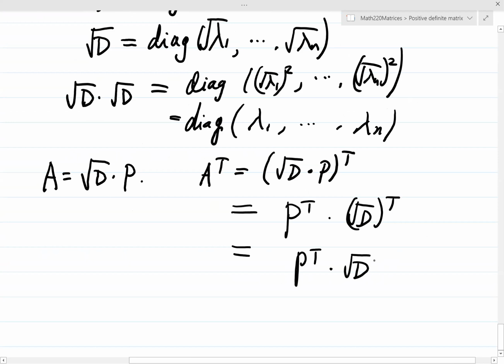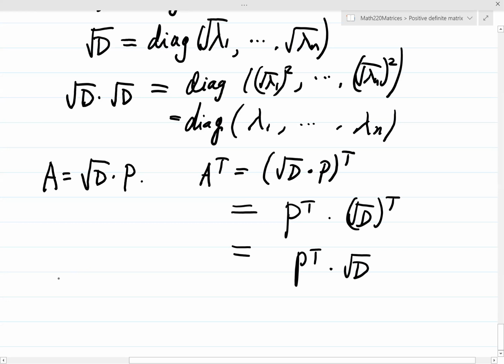Now the matrix D has full rank, because all the lambdas are positive, non-zero. D is full rank, and P is also full rank. So they are both invertible. So A is actually invertible, which means it's non-singular. So A has linearly independent columns.